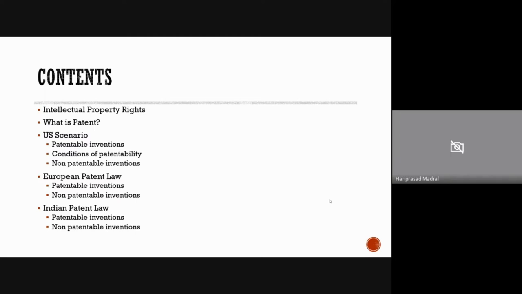Since the laws developed by different geographies have a different meaning and different boundaries, when we talk about the United States scenario, we'll be talking about inventions patentable in the United States and the geographical areas possessed by the United States. The same goes for non-patentable inventions. Then the European patent laws, which are only used for the countries that are members of the European Union. Then the Indian patent law, which, broadly speaking, is derived from both the European and United States patent laws.